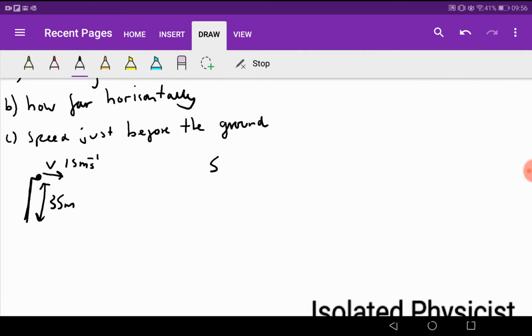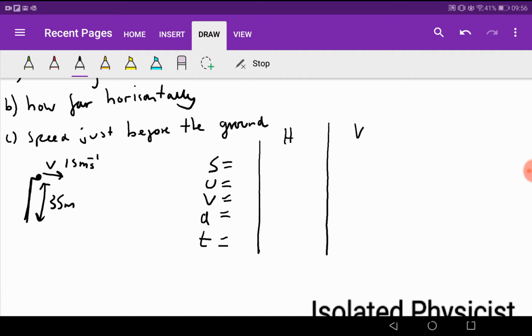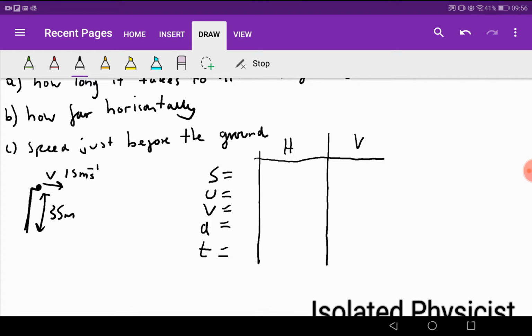So let's write our SUVAT, S-U-V-A-T, and got our horizontal and our vertical. And let's see what we've got. Horizontally, we know that the velocity is 15. That's a good place to start. And we know that the final velocity will be 15 because the acceleration is 0. So we can do that straight away. We don't know how far it goes yet, so we haven't got this yet. We don't know the time yet, so we can't do anything more than that.